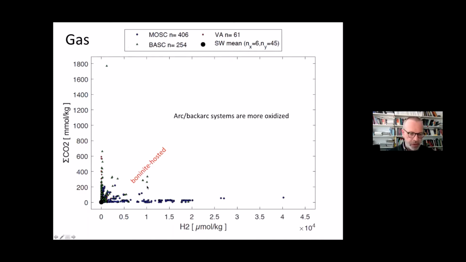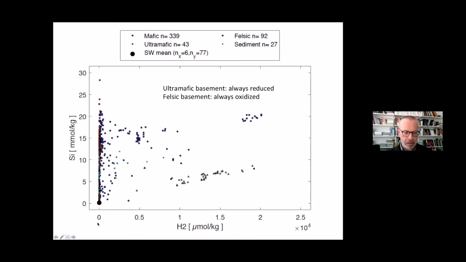There's one exception here. You see that there's actually this subgroup of the arc systems where hydrogen is high. And these are hosted by boninites, which are olivine-rich rocks. And how olivine manages to cook up hydrogen is a topic for another lecture. But I think most of you know that olivine-rich lithologies are wonderful in producing a lot of hydrogen. And this is what's shown here, looking at hydrogen versus silica. And this is fluid compositional data from ultramafic hosted sites.